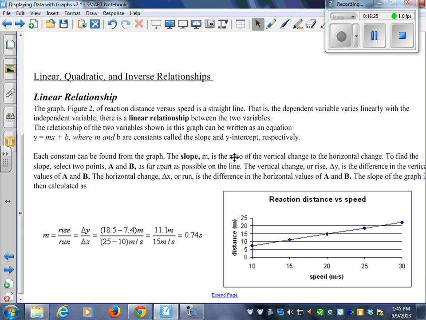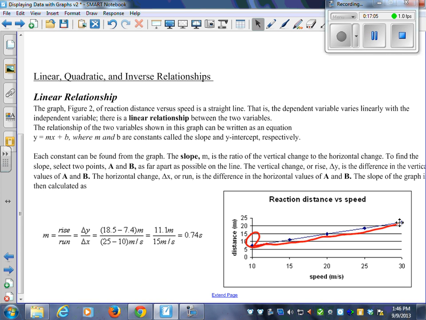The relationship of the two variables shown in this graph can be written as an equation, which I'm hoping you're familiar with. y equals mx plus b. Give me a nod. Yeah, I've seen y equals mx plus b. m stands for the slope. b is the... What does y-intercept mean? Where it crosses the y-axis, where x equals 0. If I were to draw it on this graph here, where would I draw it? Where's the y-intercept? Right there. Where it crosses the y-axis.